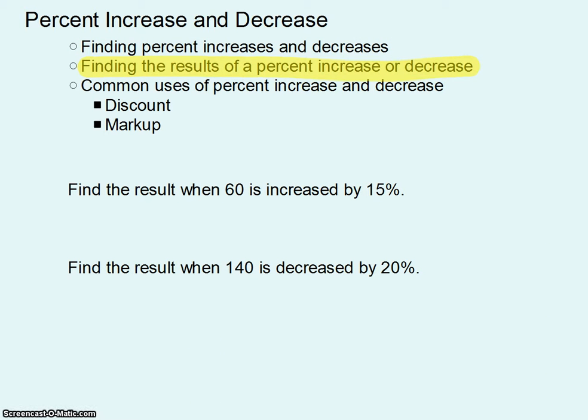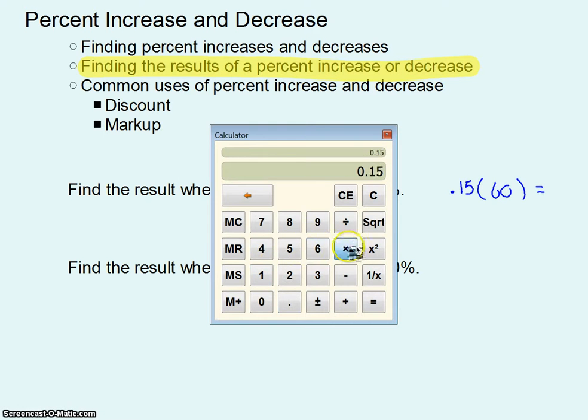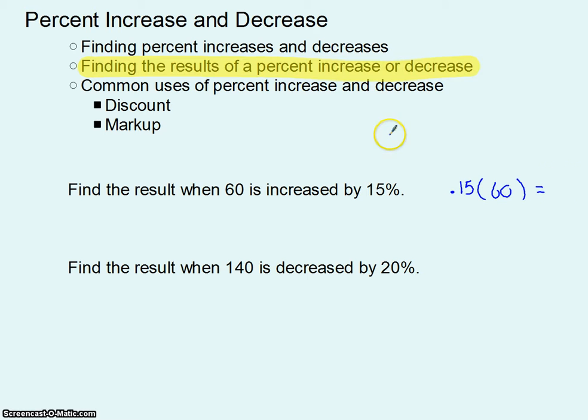Well, we're going to go on with more skills of percent change. When you're asked to find the result when 60 is increased by 15%, the first thing we need to do is find out what 15% of 60 is. You'll remember from your previous work that to find the percent of a number, you take the percent as a decimal times the number, and that will get you 9. Okay. So find the result when 60 is increased by 15%. Well, 15% of 60 is 9, so the answer is 69.